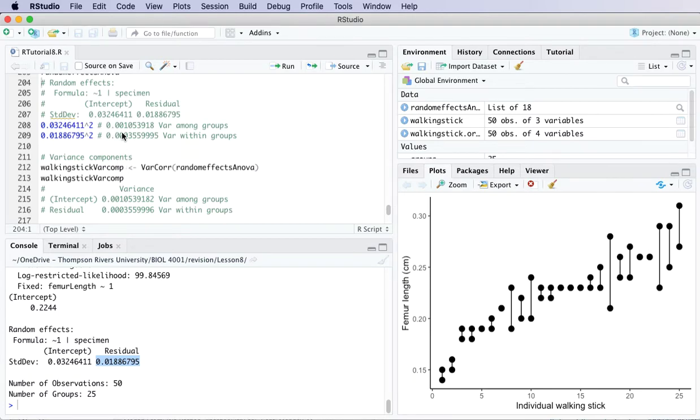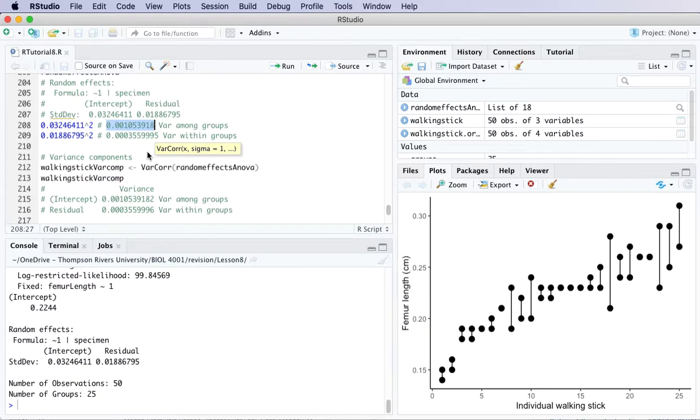So what we are focused on here is the relative size of each of these two variances. So it's helpful here to think about a couple of extreme examples.